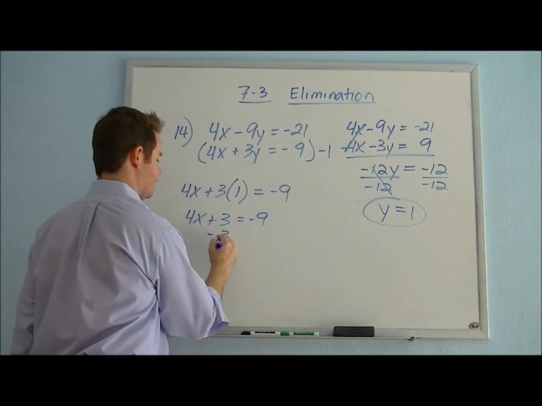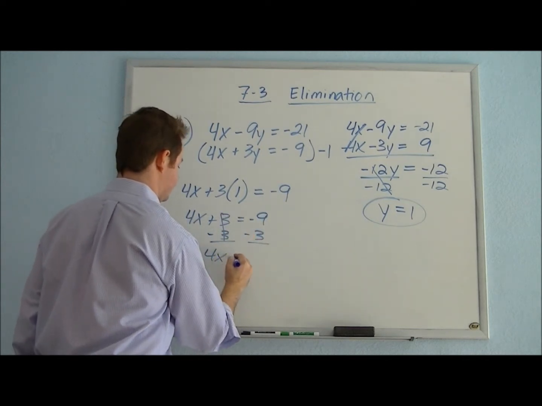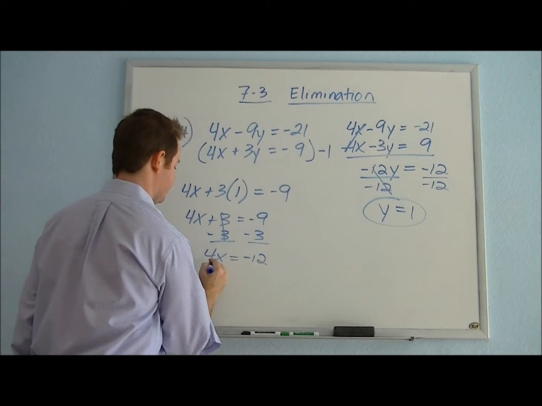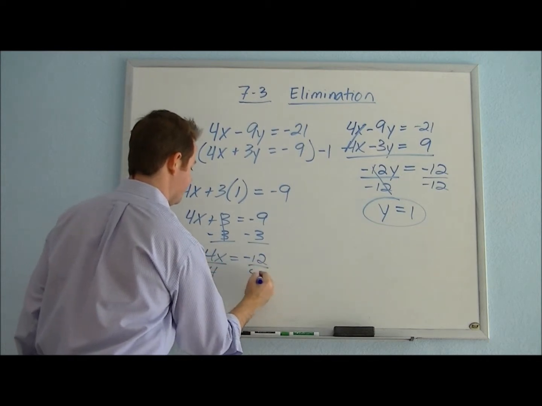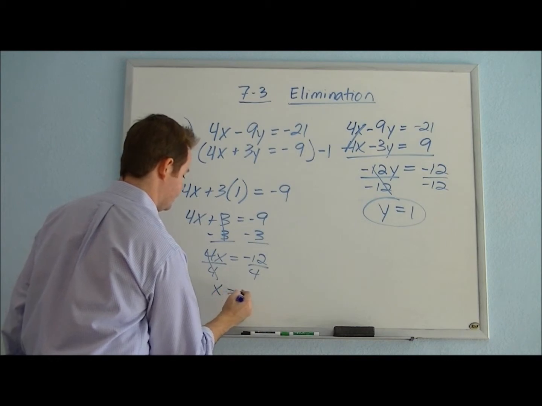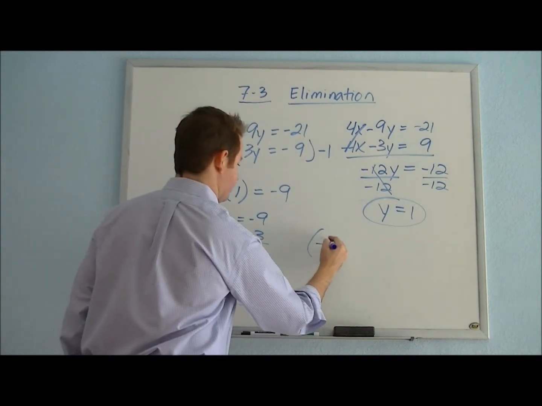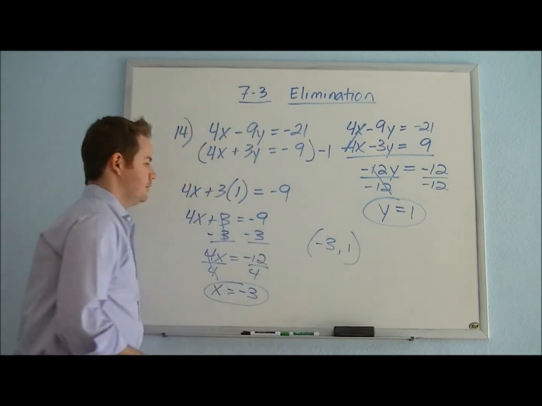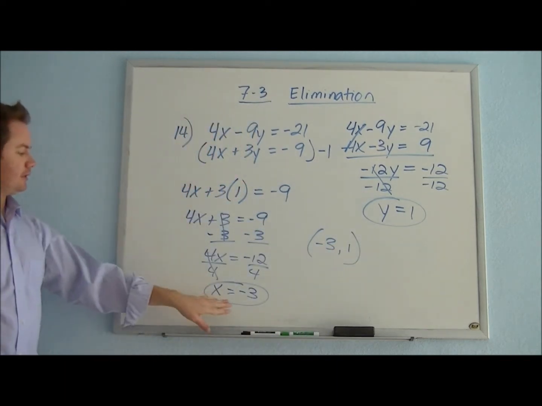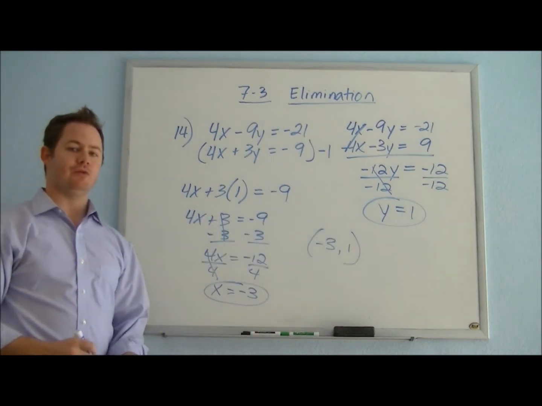We would have to subtract 3 from both sides. 4x is equal to negative 12. Divide by 4 on both sides to isolate x. And we're left with x equals negative 3. So our solution to question 14 is a negative 3 for x and 1 for y as the value for each of those variables.